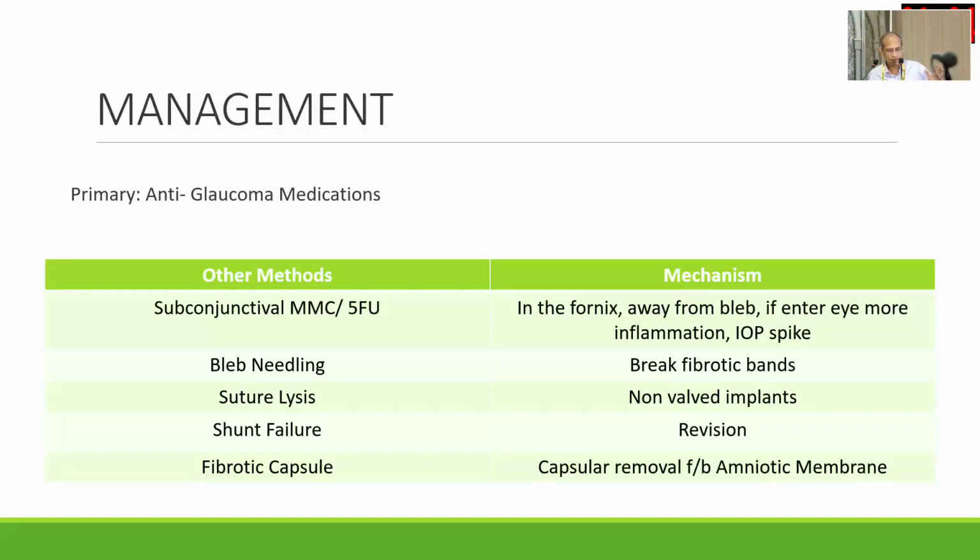In the management of the hypertensive phase, mostly we manage them conservatively with medication. We start anti-glaucoma medication and observe the patient for 4 to 6 weeks. There is spontaneous resolution because of the remodeling of the capsule around the bleb. And if it doesn't respond, and after 4 weeks the pressure is still high, then we can go ahead with mitomycin C, bleb needling, suture lysis, and revision of the implant if it's shunt failure. And sometimes we have to do revision of the bleb. We have to remove the fibrous capsule, remove excessive tissue, and then resuture the conjunctiva, and then it starts working again.